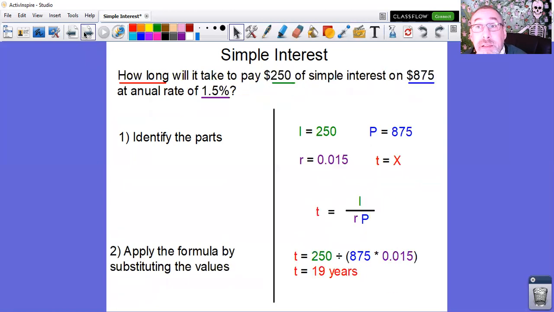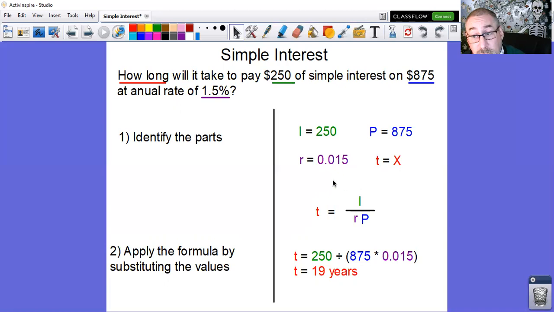All right. And the next one, I believe this is our last example before you get to do your work. How long will it take to pay $250 of simple interest on $875 at an annual rate of 1.5%? So we're going to identify our parts. So 250 is the interest, 875 is the principal, 1.5% is our rate. So 1.5 divided by 100 gives us our 0.015, and the time we don't know.